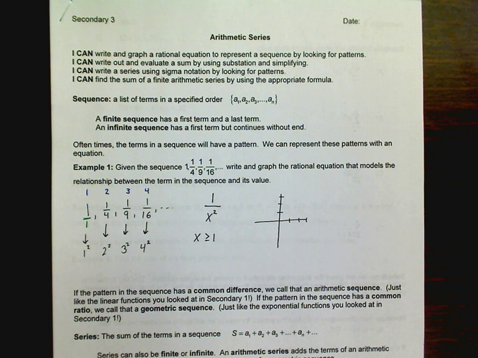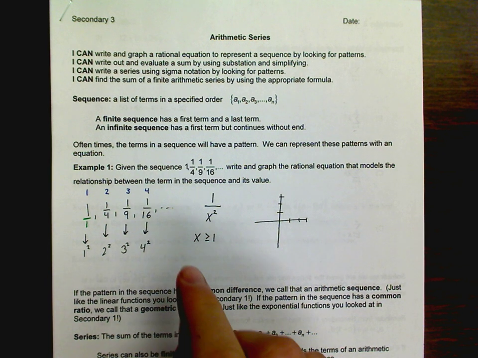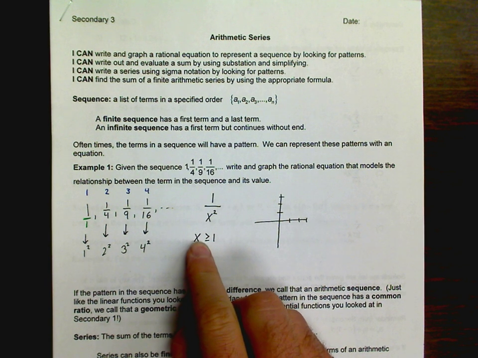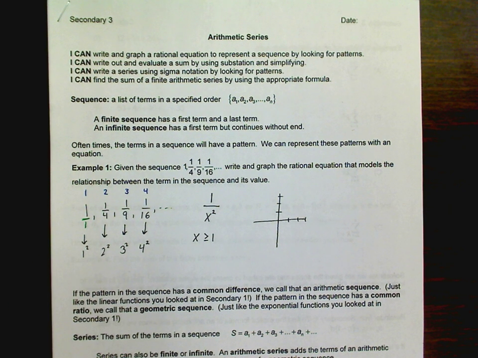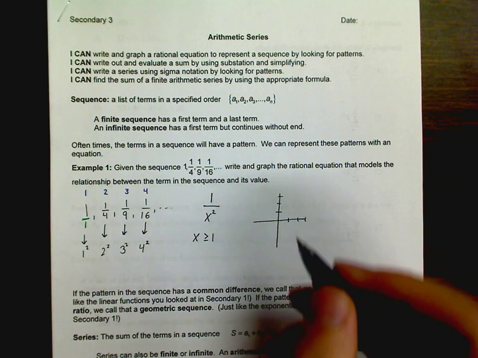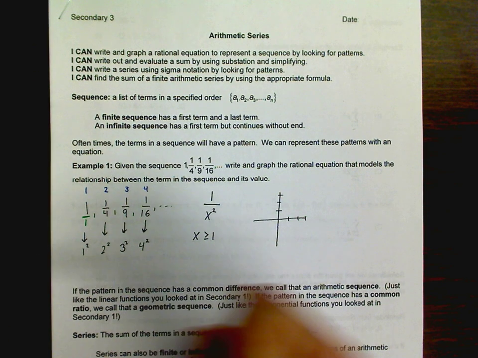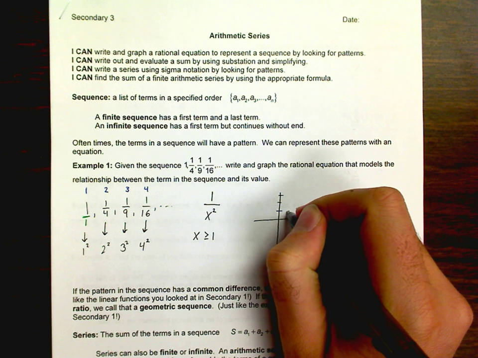Okay. It's okay if x were less, but just not for this sequence. Others may go negative, and that's fine. You'll start it so that your first x value gives you your first sequence term. Okay. So this one's actually really hard to graph because we start at, let's go green. We start at 1 comma 1.